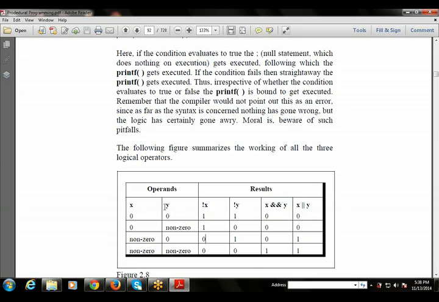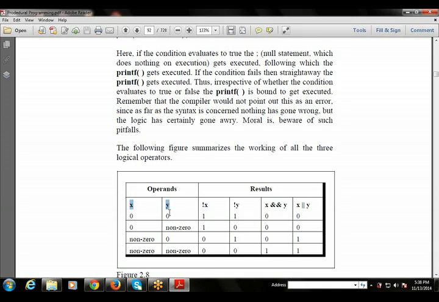Then y. This is y, and this is not y. Whenever it is 0, it is 1. When it is non-zero, it is 0. It is 0, it is 1. It is non-zero, 0. Then use x and y. That combines these two values, that is performing the AND operation.